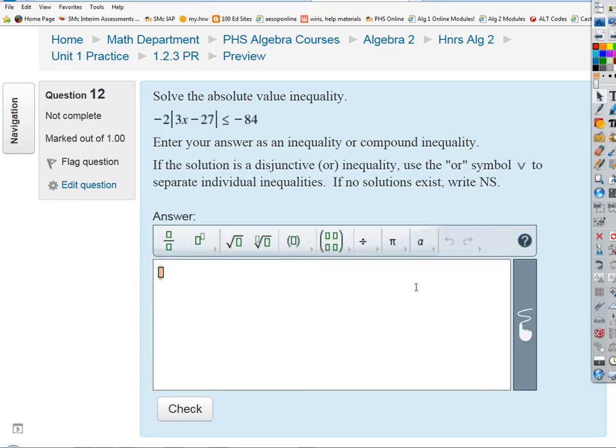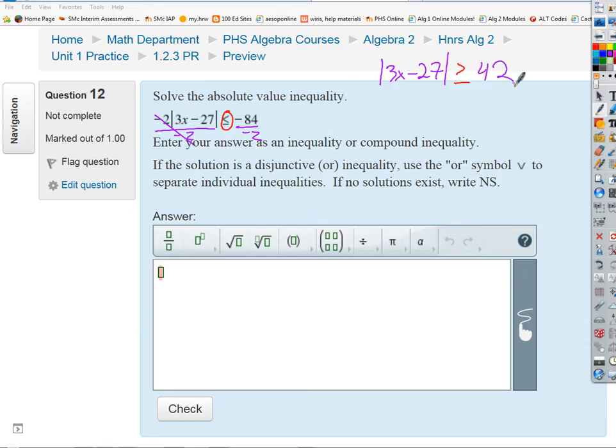Alright, so this time, in order to isolate the absolute value, we have to get rid of the negative 2 out front. So we'll divide each side by negative 2. But remember, if we divide or multiply by a negative, we've got to flip the direction of the inequality sign. So we end up getting the absolute value of 3x minus 27 is greater than or equal to, because we had to flip the direction of the inequality, and negative over negative is positive, 42.